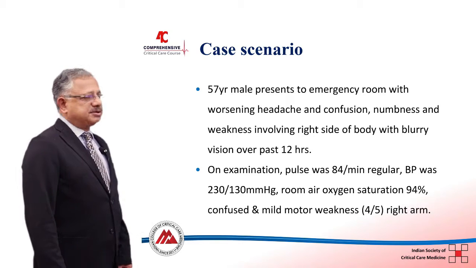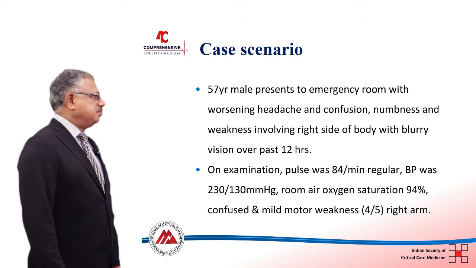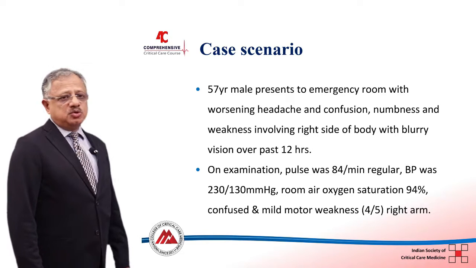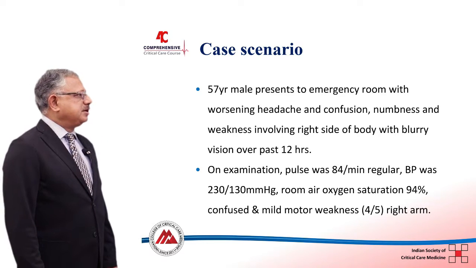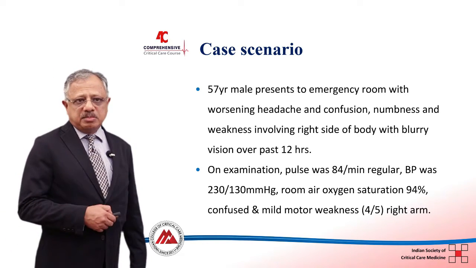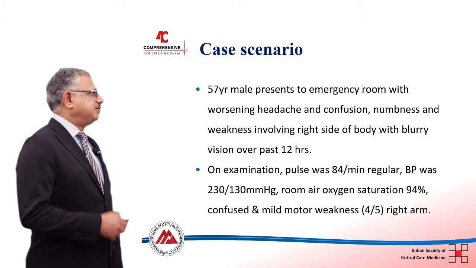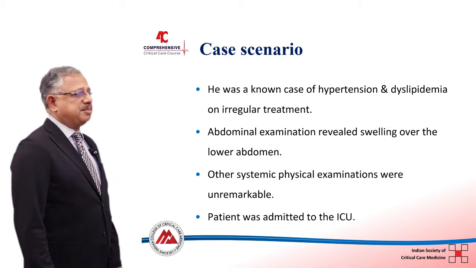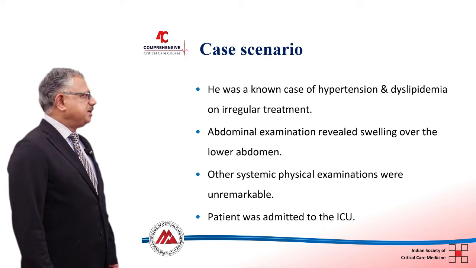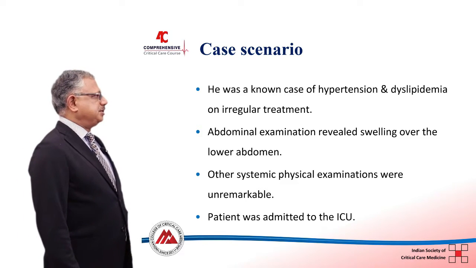On examination, his pulse was 84 per minute. It was regular. BP was 230 by 130. Room air sats were 94%. He was confused a bit. He had a mild motor weakness of 4 by 5 in the right arm. It was a known case of hypertension and dyslipidemia on irregular treatment.